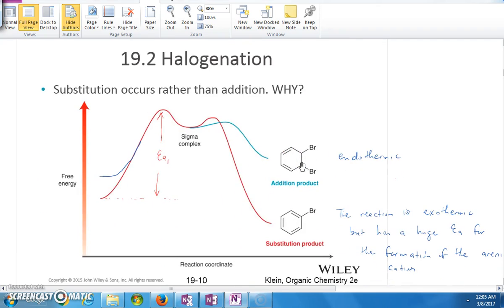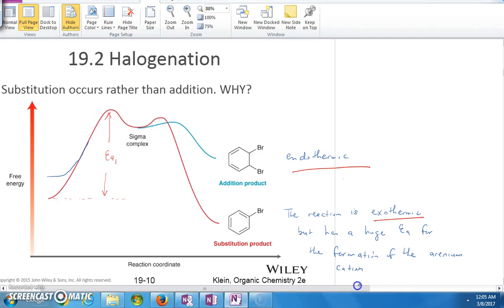Substitution occurs rather than addition, because the addition product gives an endothermic reaction, while the substitution gives an exothermic reaction, because of the huge activation energy for the formation of the arenium cation. So once you form the arenium cation, then it drops back to become aromatic, and aromaticity here imparts significant stability.